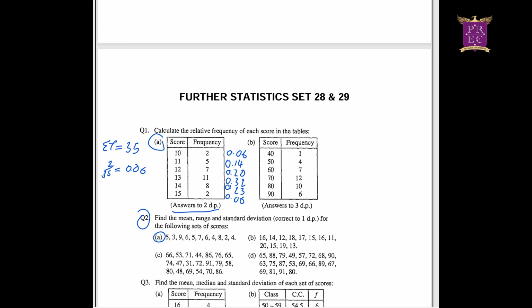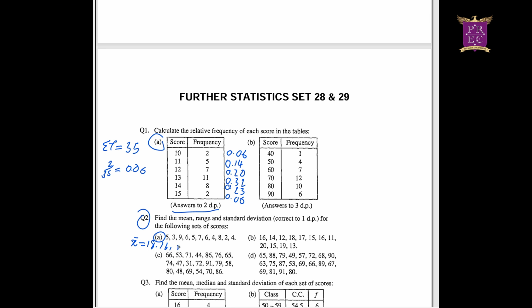Now, how do we find the mean? We add them all up, divided by the number of scores. 1, 2, 3, 4, 5, 6, 7, 8, 9, 10, 11. So we just add them all up, divided by 11. Let's do that. I got 18.16. Have a look and see if you guys get the same answer.